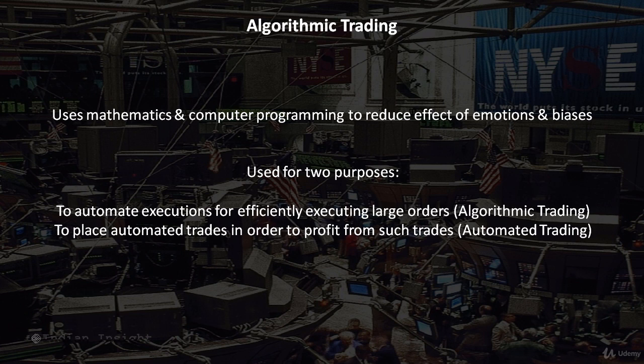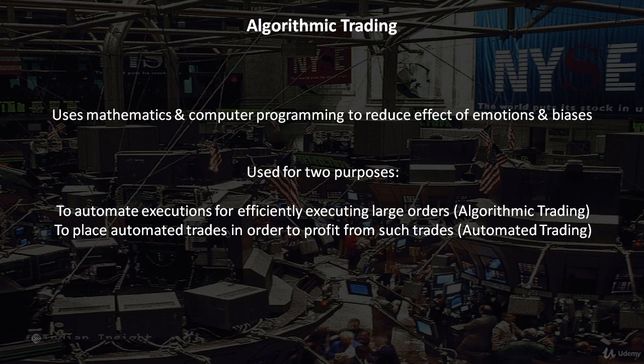Often the term algorithmic trading is used to refer to automating the order execution, while the term automated trading is used to refer to placing trades in order to profit. Automated trading involves automation of the complete trading process. When a new investor asks this question, he often has automated trading in mind, where he wants to profit from using a programmed trading strategy to execute his trades.